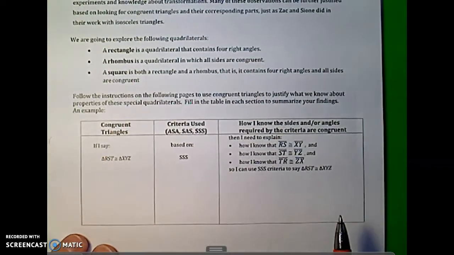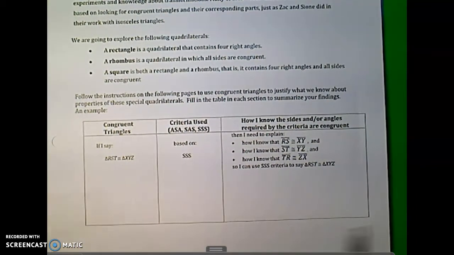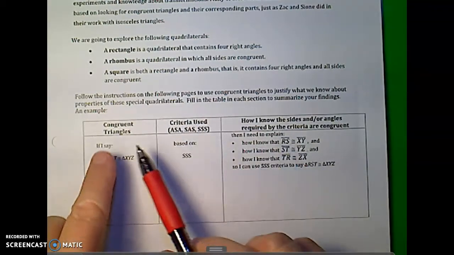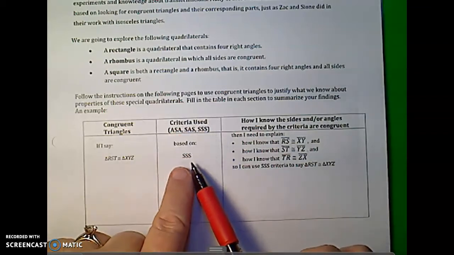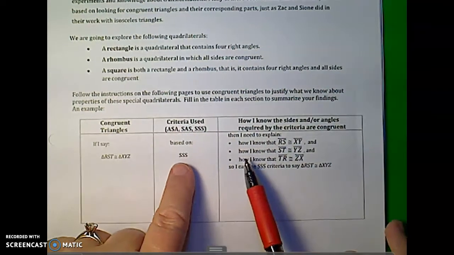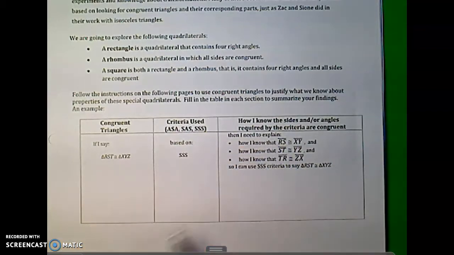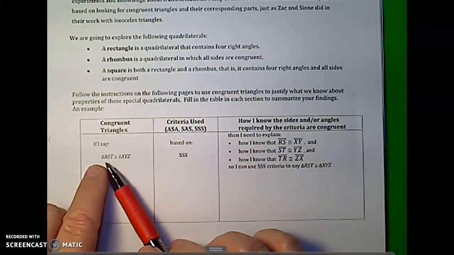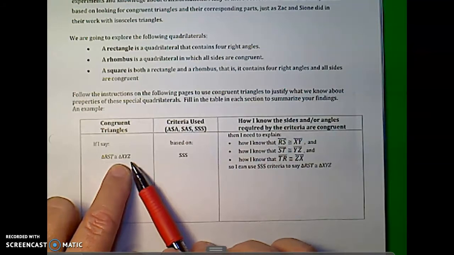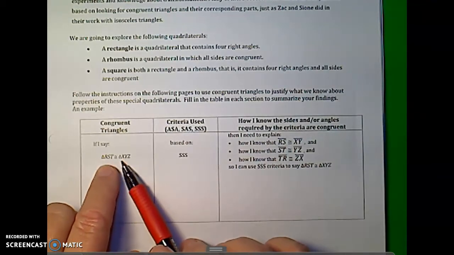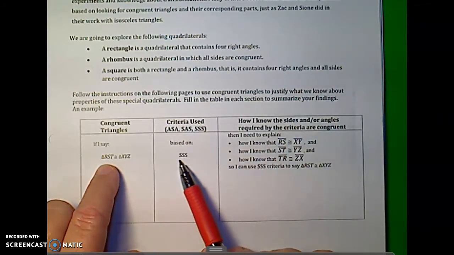What we're going to do is look at the shape, and then identify all the congruent triangles that are within that shape. On each page we have coming up, we'll have this table where we want to identify the congruent triangles, determine what criteria we use to determine those were congruent triangles, and then how you knew that. So for example, you could say triangle RST is congruent to triangle XYZ, and maybe this is proven based on your picture by side, side, side.